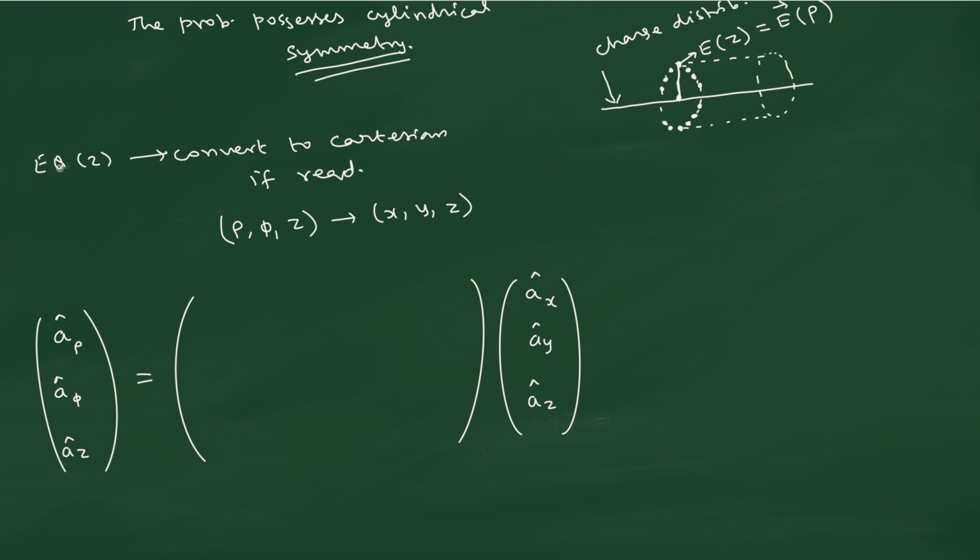It is there, but the matrix is a simple matrix that you can write down: this is cos phi, sin phi, 0. Then you put a minus sin phi, cos phi, 0, and 0, 0, 1. So this is the simple matrix that is required if you want to convert a Cartesian unit vector to the cylindrical polar unit vector. So you can always convert like this.